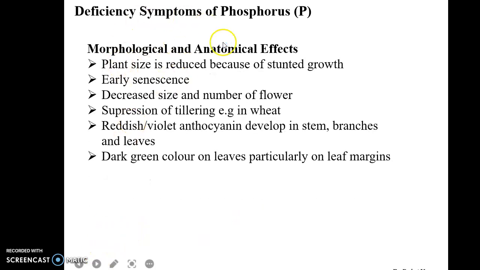If we talk about the deficiency symptoms of phosphorus, at the morphological and anatomical level you can see reduced growth, or we can say stunted growth. You will also see early senescence, and leaf fall will be increased. There will be a decrease in the number and size of the flowers, and tillering is suppressed in the case of wheat. Reddish and violet anthocyanin develops in the stems, leaves and branches. Dark green leaves, particularly on the leaf margin, are also a symptom of phosphorus deficiency.